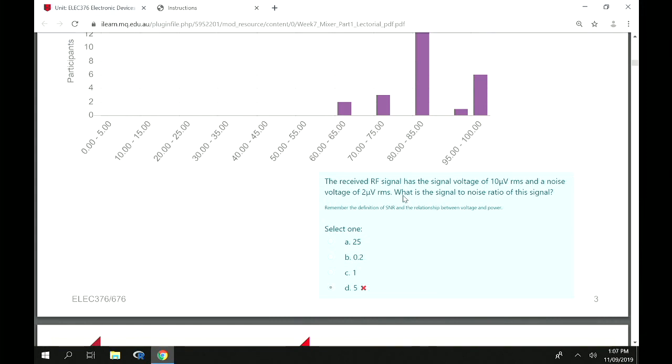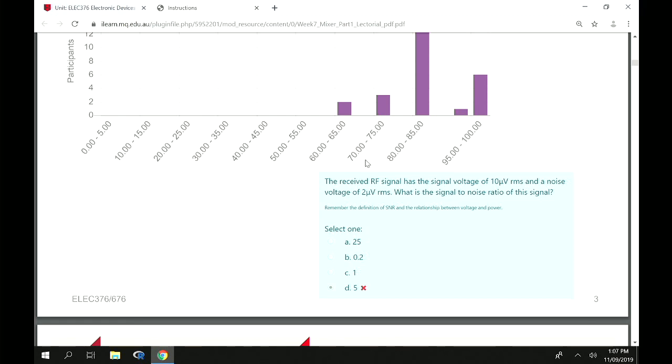The RF signal is 10 microvolts and the noise voltage is 2 microvolts. What is the signal to noise ratio? By definition, the signal to noise ratio is the power of the signal divided by the power of the noise. If you're given voltage and want to find the power, you need to square it, because power is equal to V squared divided by R, or I squared R. So the relationship between voltage and power is the square of the voltage.